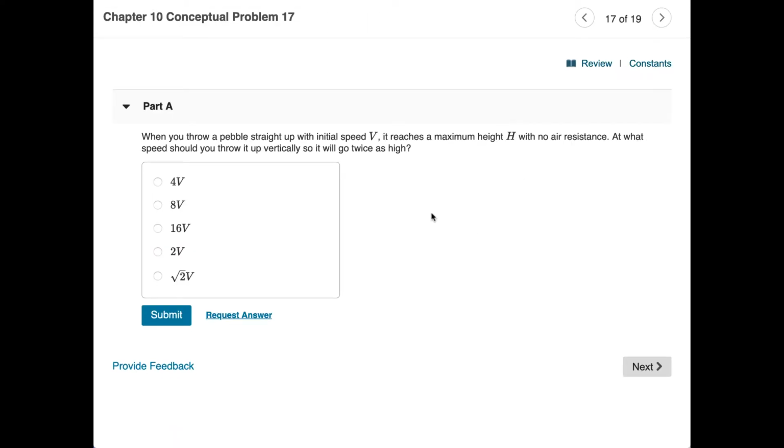When you throw a pebble straight up with initial speed v, it reaches a maximum height h with no air resistance. At what speed should you throw it up vertically so it'll go twice as high? Oh, I know, twice as fast.